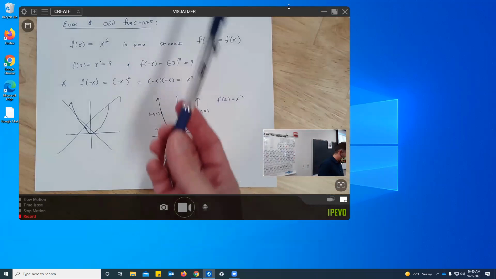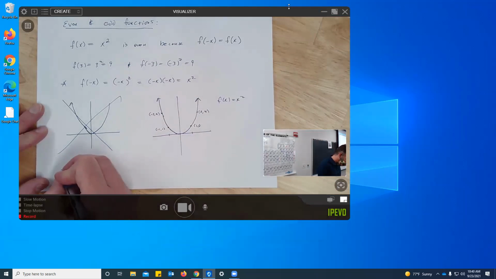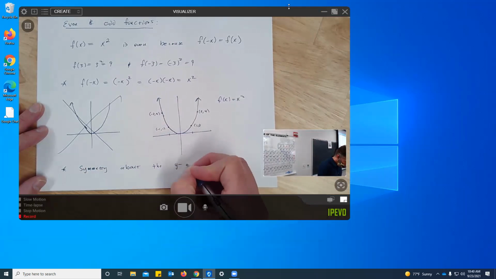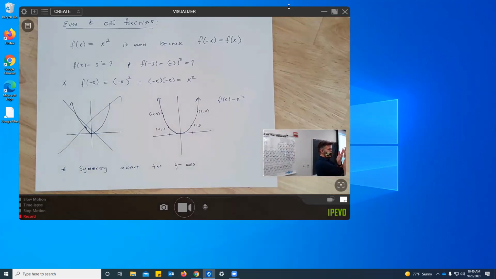Anything else I want to say about even? Actually, yes, I want to write down, we have symmetry about the y-axis. All that means is that if you reflected this graph across the y-axis, it would look the same.